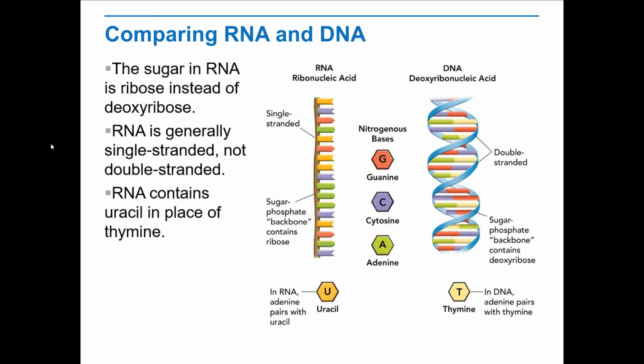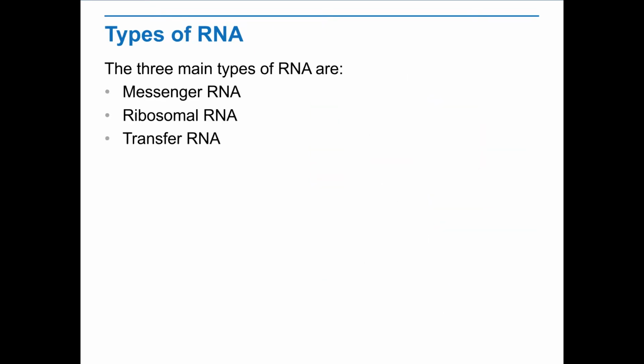So anyways, I kind of just talked about those key major differences there. You can pause the video whenever you would like if you need to write down these notes, but I'm going to move forward. So when we're looking at RNA, there are actually 3 main types of RNA. The first one is called messenger RNA. Another way we label it is mRNA.